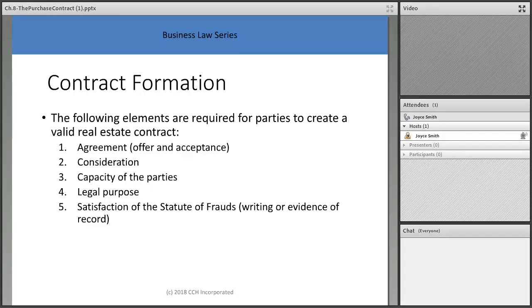Satisfaction of statute of frauds, writing or evidence of record. In Ohio, to be legal, if you're dealing in real estate, it has to be in writing. Now, if you're doing a lease and it's less than a year, it doesn't have to be in writing. It can be a verbal lease. But if it's a year or longer, or if you're purchasing real estate, it has to be in writing. So that's statute of frauds.